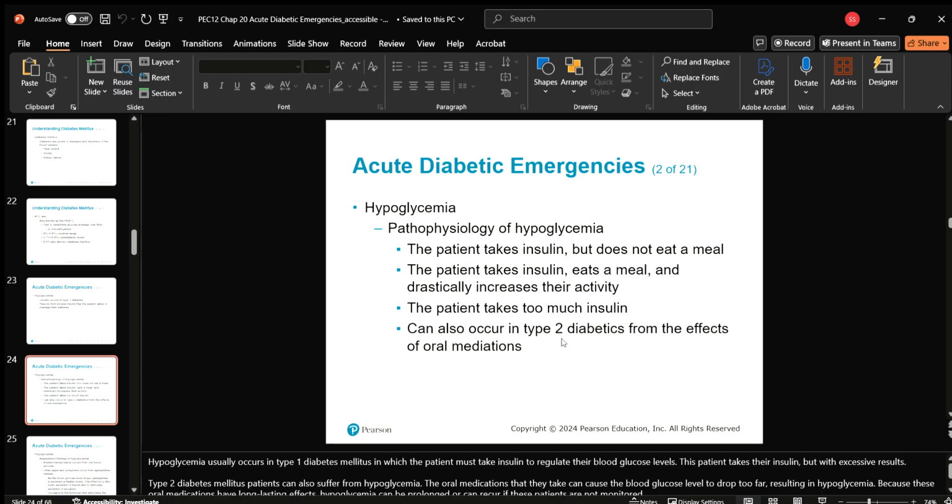Deep, fast respirations. I know how to say it. I don't know how to spell it, so I'm looking it up right now. Starts with a K. It's called Kussmaul respirations. That is, write this down, Kussmaul. Kussmaul respirations. Those are fast and deep.